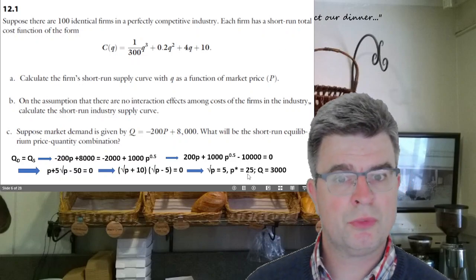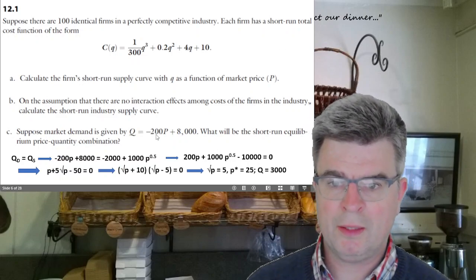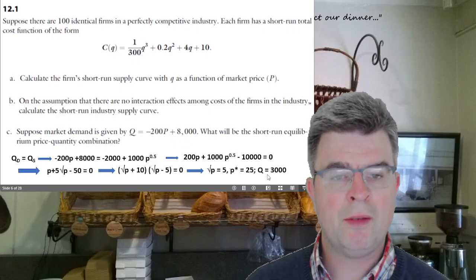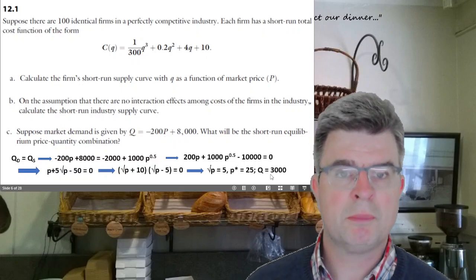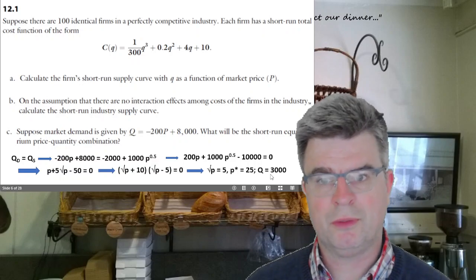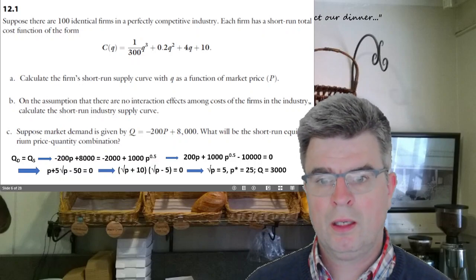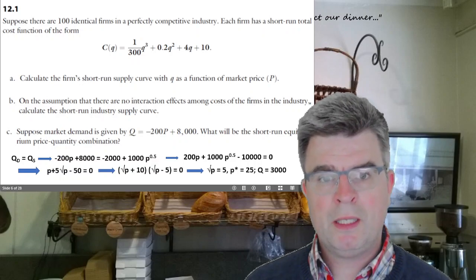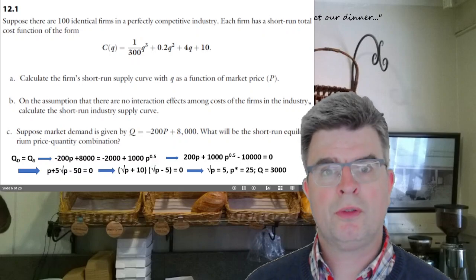And with this price of 25, well, we can plug it into the demand function, and we arrive at the equilibrium quantity of 3000. So this completes exercise 2.12.1.